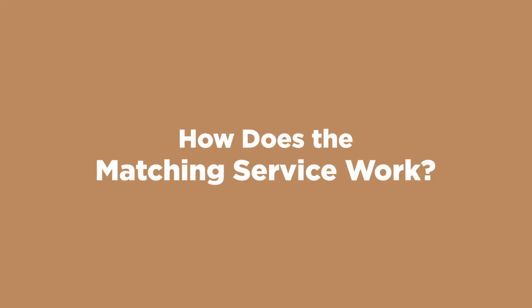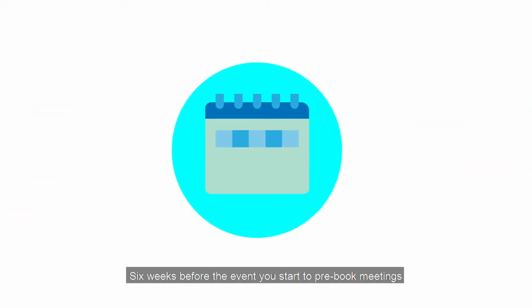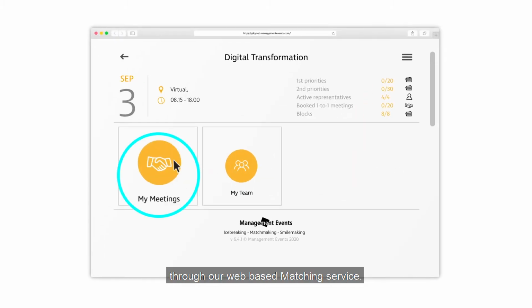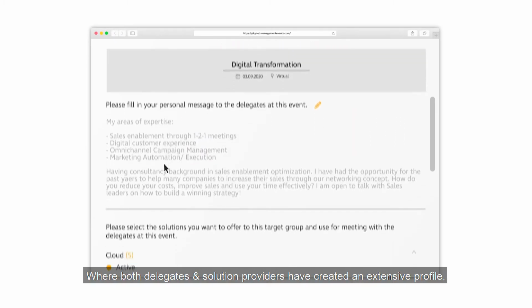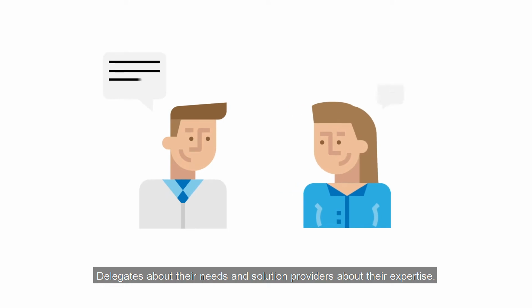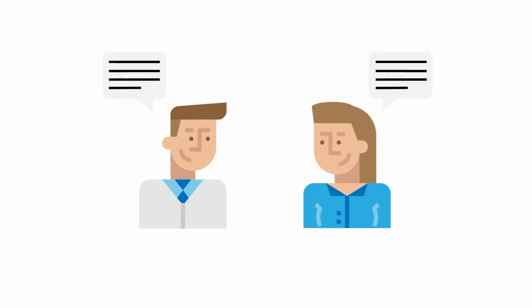How does the matching service work? 6 weeks before the event, you start to pre-book meetings through our web-based matching service, where both delegates and solution providers have created an extensive profile. Delegates about their needs and solution providers about their expertise.